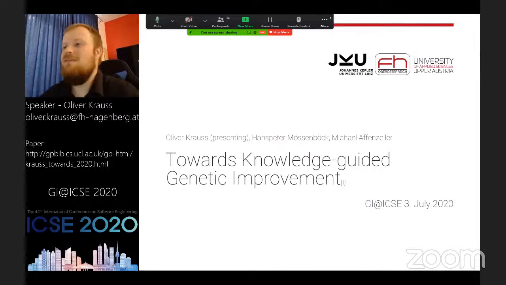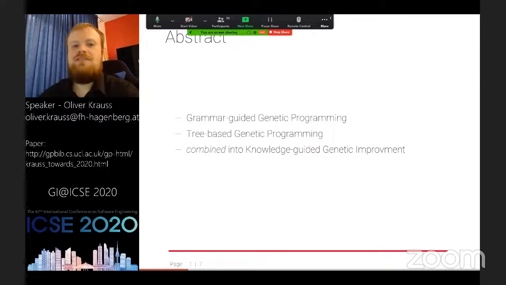Okay, hi. So I'm Oliver, and I'm presenting Towards Knowledge-Guided Genetic Improvement. So what is this about? This is basically about combining grammar-guided genetic programming and tree-based genetic programming into knowledge-guided genetic improvement. And if you're wondering how it gets from programming to improvement: this technique is mostly useful for non-functional feature optimization, which is also the reason why it's more useful for genetic improvement.